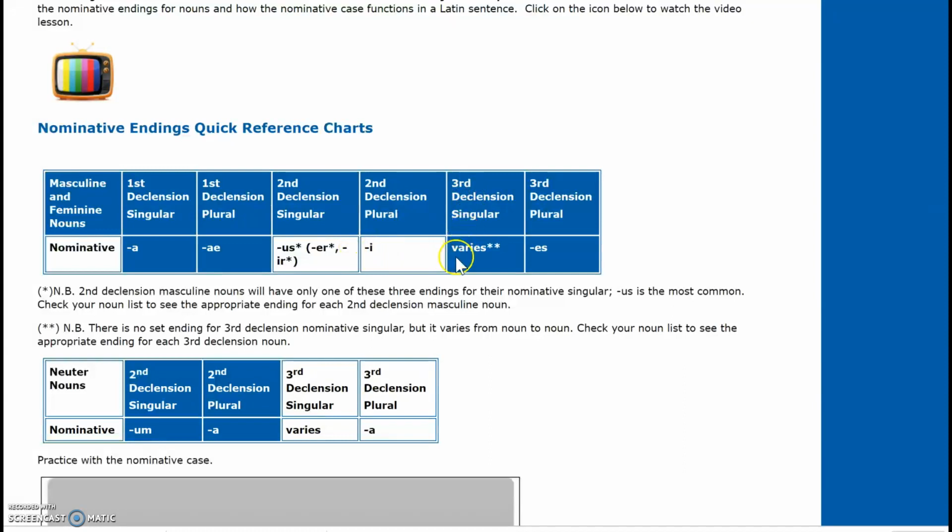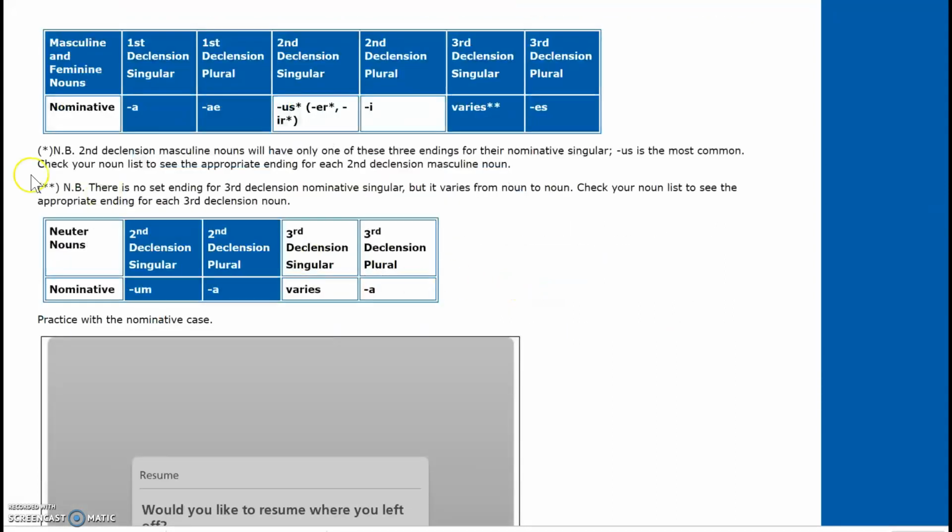Now, third declension singular, remember I told you there was no set ending to the noun to let you know, and that's what the notes say here. But you could always recognize that you were looking at third declension by the genitive singular form, which was IS. In this case, the nominative plural form for the third declension is ES. And that actually looks like something plural in English, so that can maybe help you remember that.